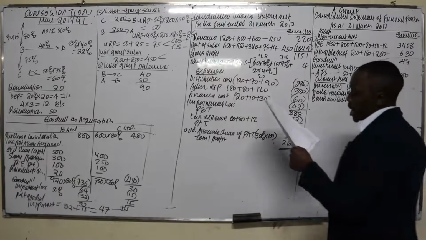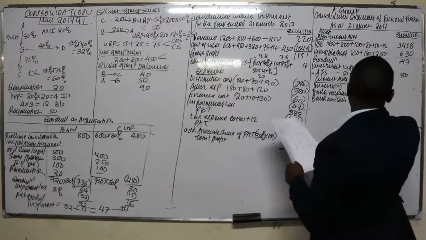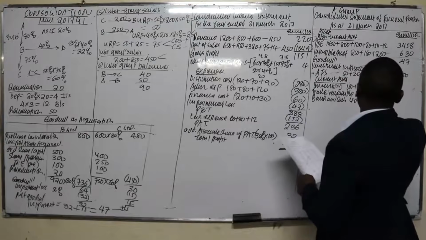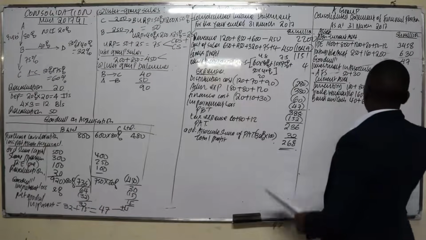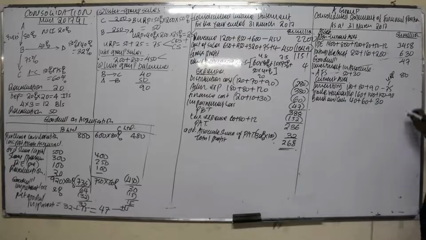Then we have bank and cash. 40. You add 60. You add that. This is 130. Give me the inventory. 180. 195. That is 350 minus 450 minus 90, you get? You get 360.